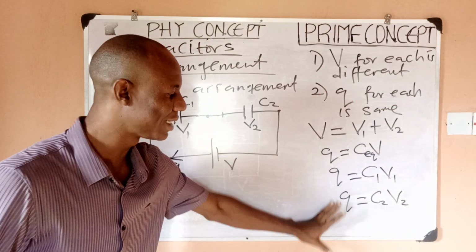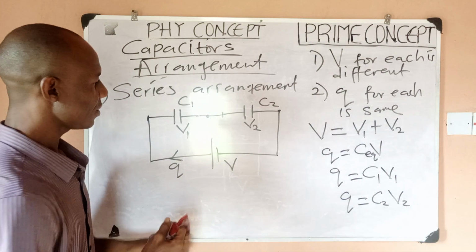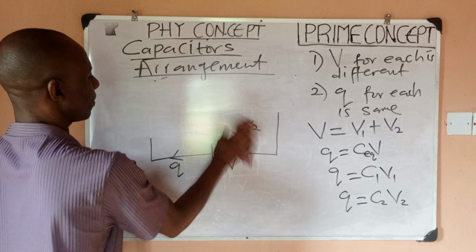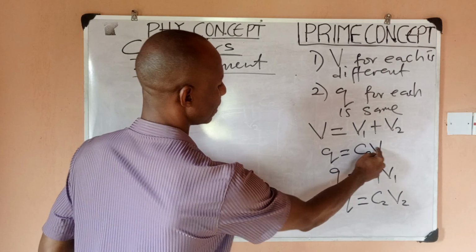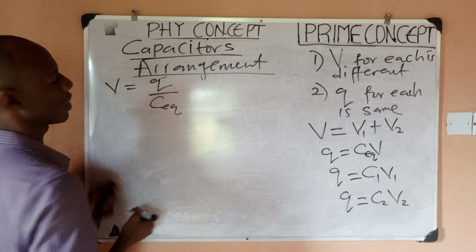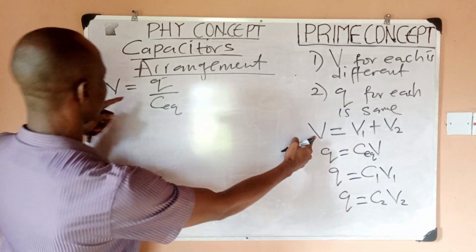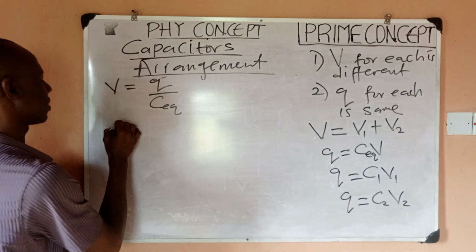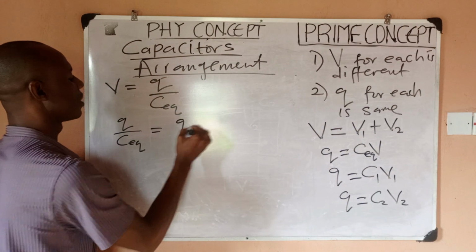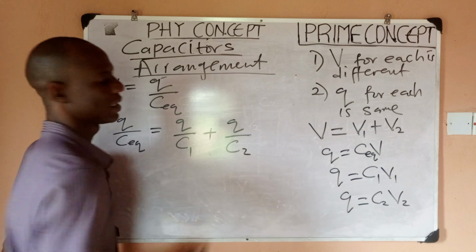So if I substitute these three things into this formula in this fashion, I think I will just rub this, so bear with me. Now, if I make V the subject from this first one, I have that V is equal to Q divided by C equivalent. So I'm going to do the substitution into this particular formula. I will replace this V with Q over C equivalent. So I would have Q by C equivalent equals, if I do the same thing, V1 is going to be Q by C1, then plus V2 is going to be Q by C2. So this is what I would have.